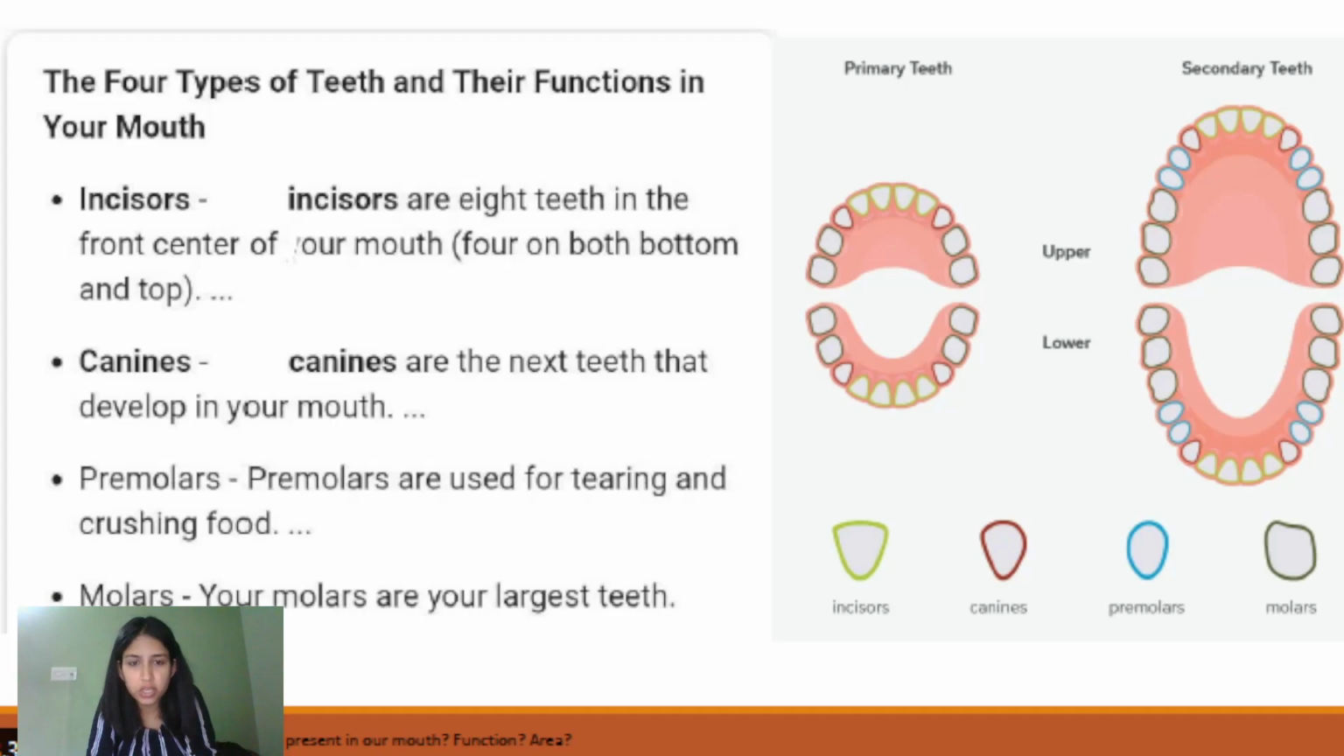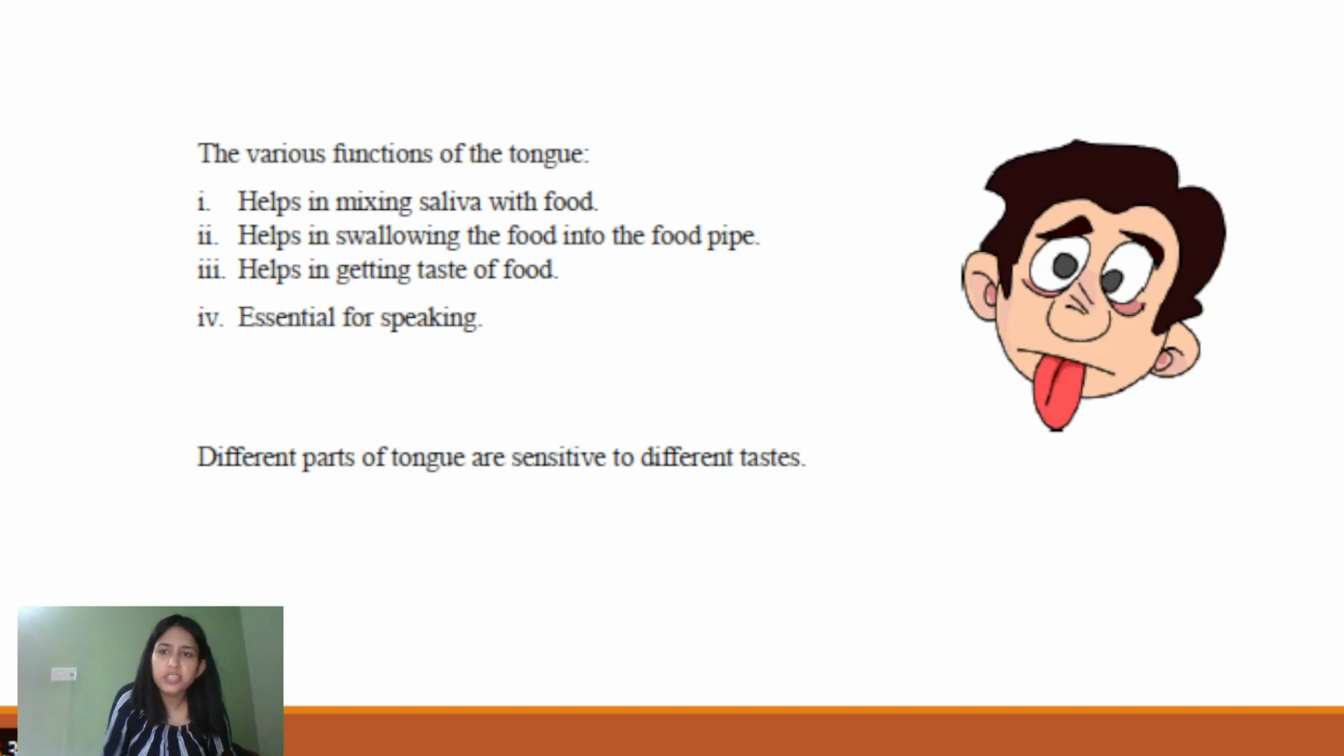I hope now you are clear about the four types of teeth that are there in your mouth and the functions that they are performing. Now the various functions of the tongue, you will be giving the answer about it. Helps in mixing saliva with food, helps in swallowing the food into the food pipe, helps in getting the taste of food, essential for speaking. So these all are the functions of the tongue.